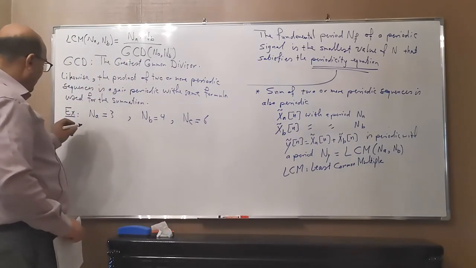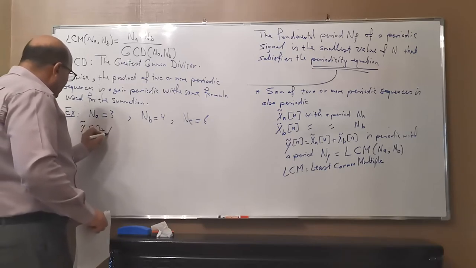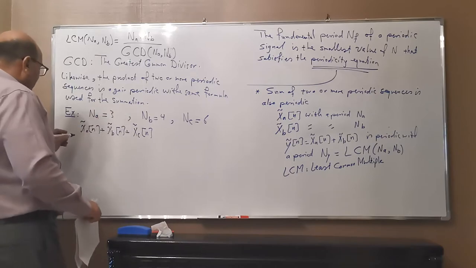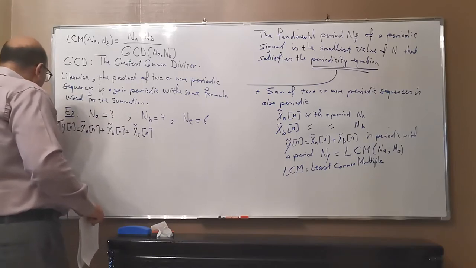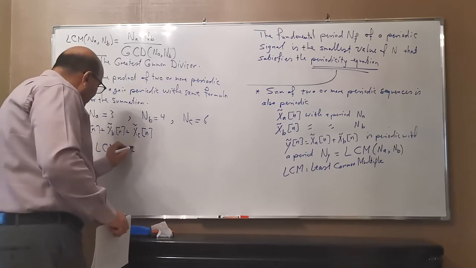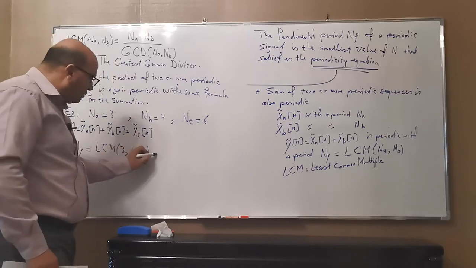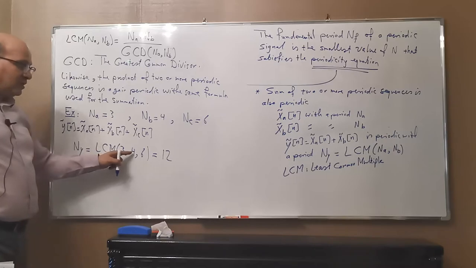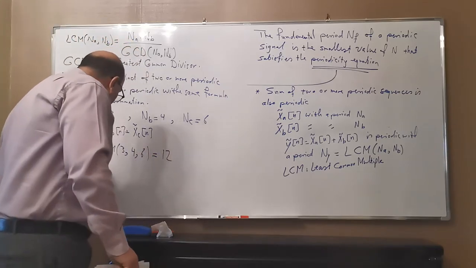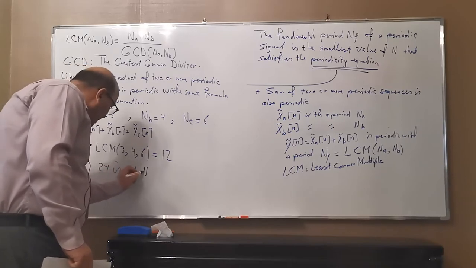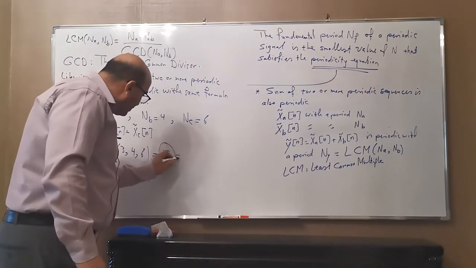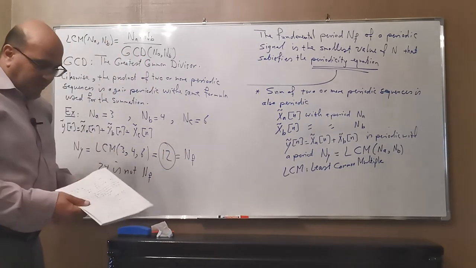So what will be if we have x_A of n plus x_B of n plus x_C of n? We will add those three with those periods, and we have y of n. So y of n will be periodic with N_Y equal to the least common multiple of 3, 4, and 6, which happens to be 12. The least common multiple of three, four and six is 12, not 24. Okay? It's not 24. 24 is not N_F. It's not the fundamental period. The fundamental period is the smallest value of N. So the smallest value of N is 12, which is equal to the fundamental period of the sequence.